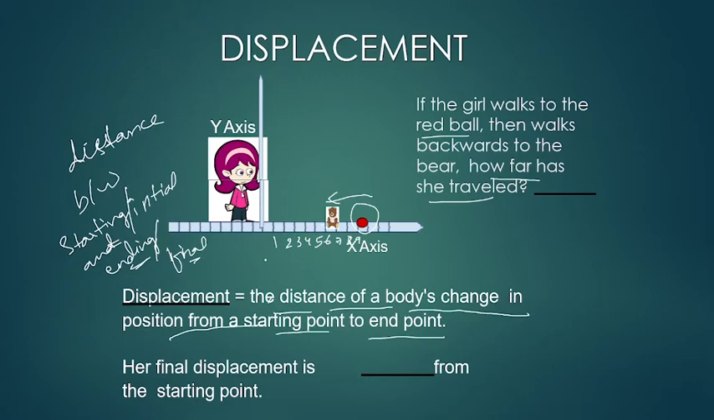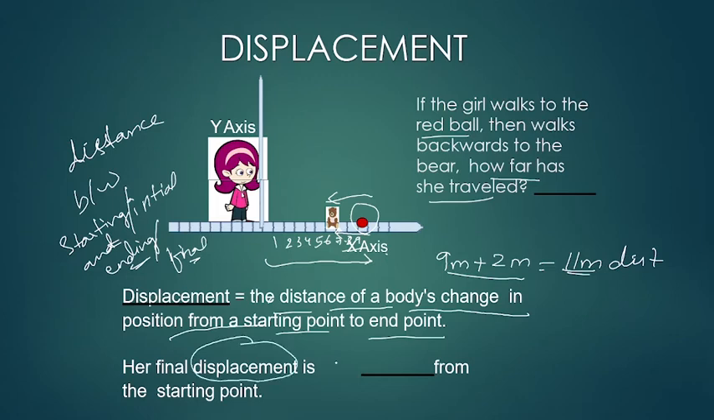First she has traveled from here to here, that is 9 meters. Then from red ball to teddy bear, she has traveled how much? 2 meters. 1 meter here, 2 meters. So total 9 plus 2, it is 11 meters. How much is total distance? It is 11 meters. Now what we have to do is calculate the displacement from the starting point.